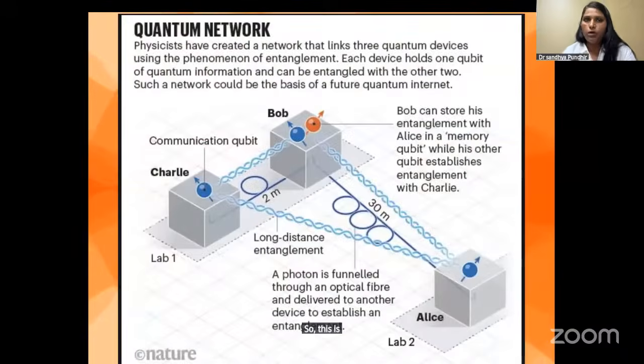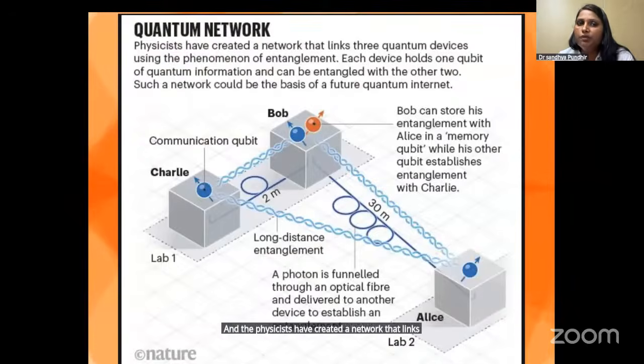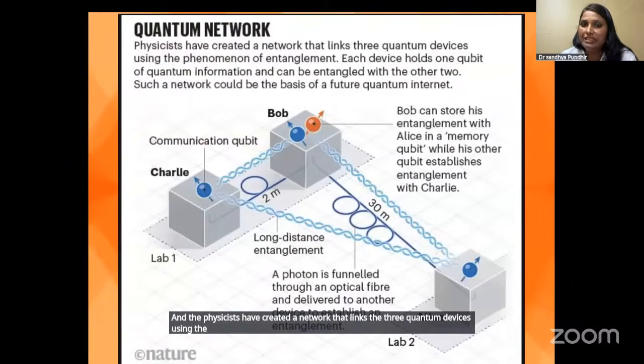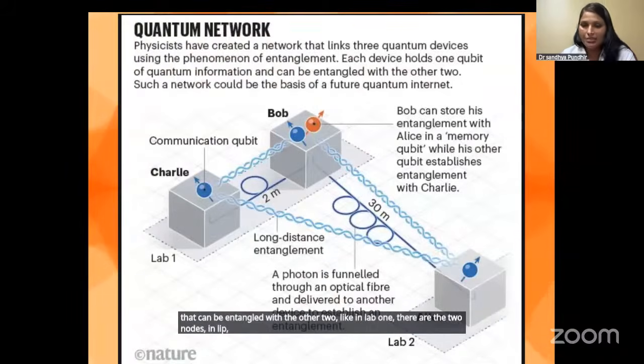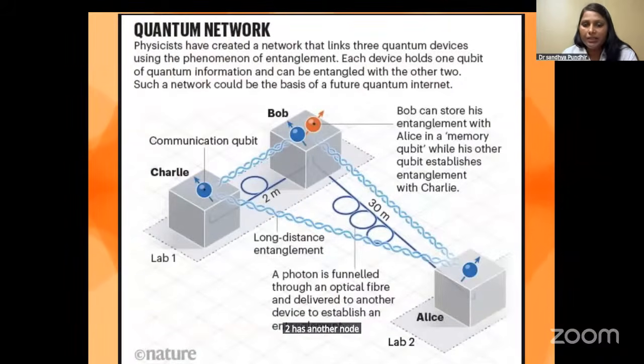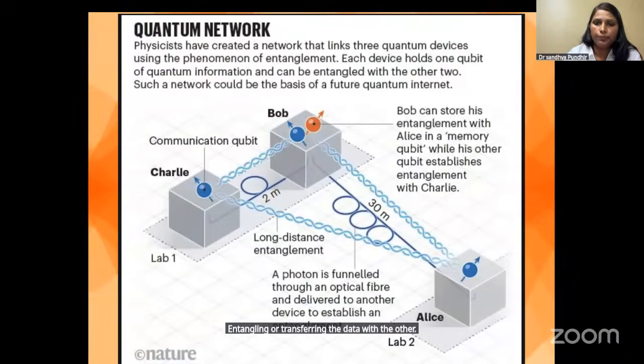So this is how a quantum network looks. Physicists have created a network that links 3 quantum devices using the phenomenon of entanglement, and each device holds 1 qubit of quantum information that can be entangled with the other 2. Like in lab 1 there are 2 nodes, and lab 2 has another node, showing how they entangle or transfer data with the other.